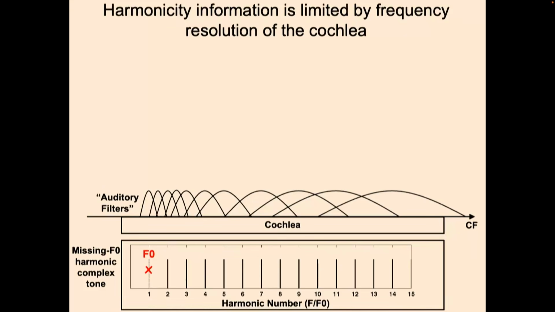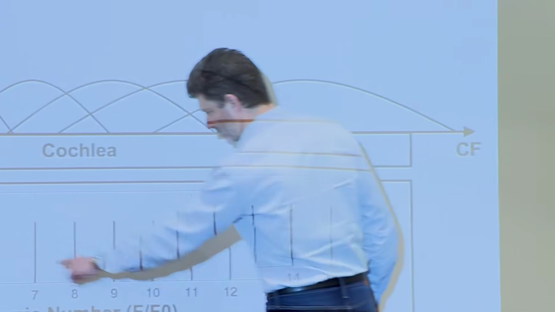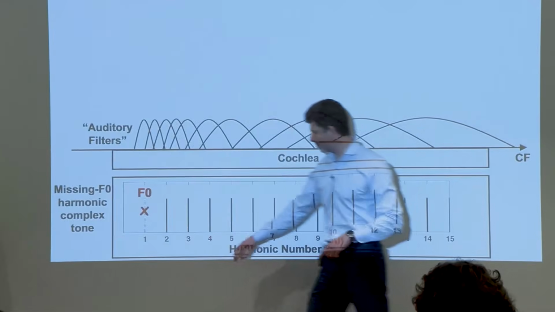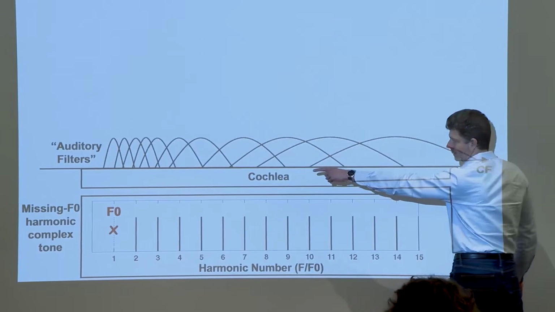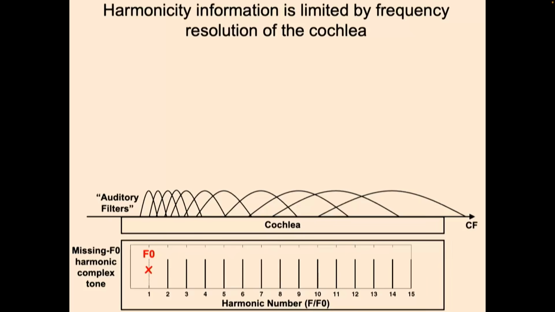All right, and so one key idea in all of this is that the information that we have about the harmonics in the sound is limited by the frequency resolution of the cochlea. So what's shown here is a schematic power spectrum of a harmonic sound. This is a harmonic sound that's actually missing the fundamental, but you have all of the other harmonics. And this is a schematic of the filters that we think of as being in your cochlea, okay?